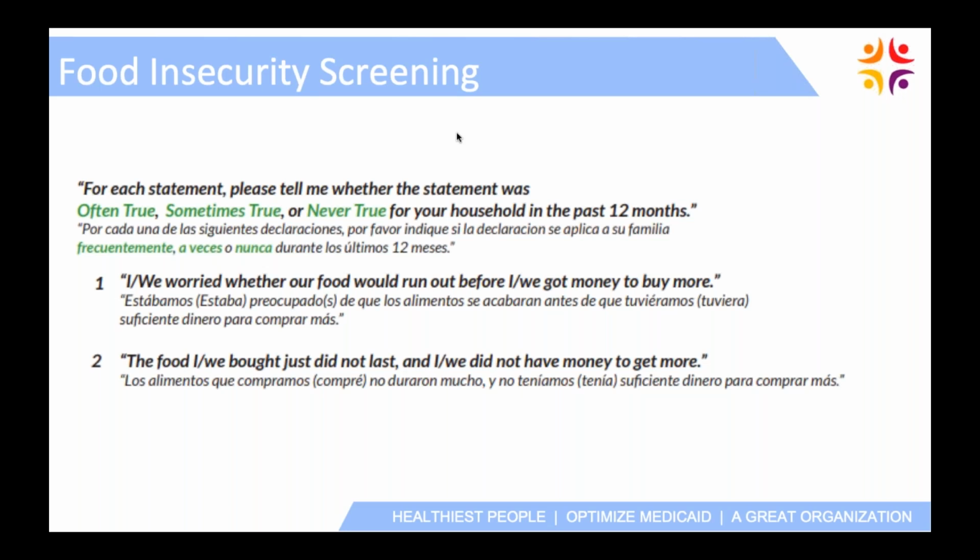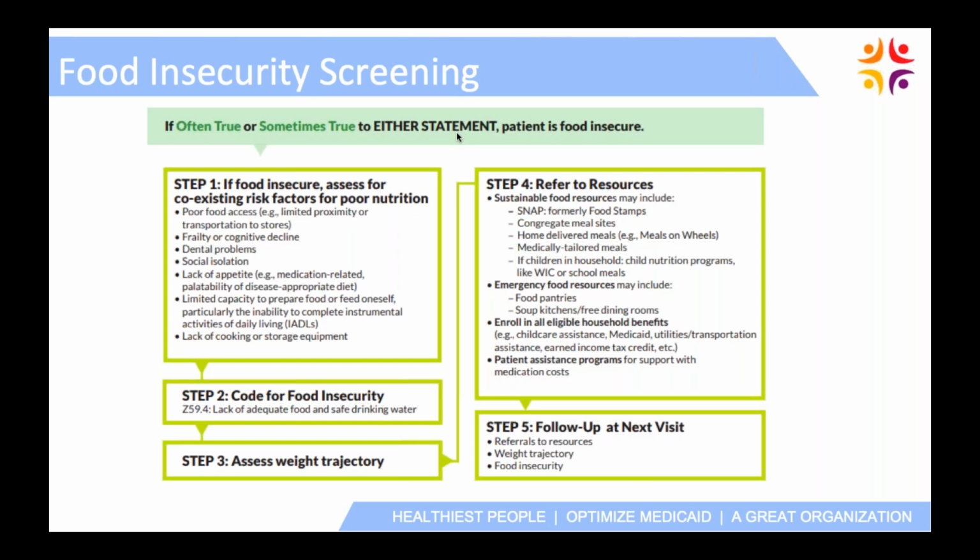And you can see that in the next slide. So this slide kind of gives you what to do next. So step one is to assess for any coexisting risk factors for poor nutrition. If they maybe have limited proximity to food, think about their transportation. Do they also have other issues that might affect their nutrition status, like frailty or cognitive decline, that make it difficult to prepare foods, or you get too tired even in some cases.